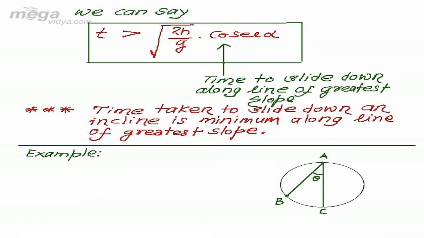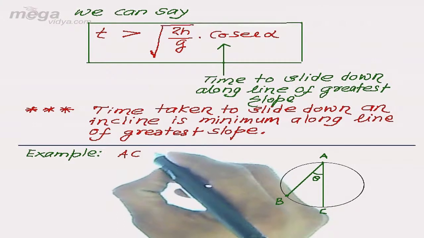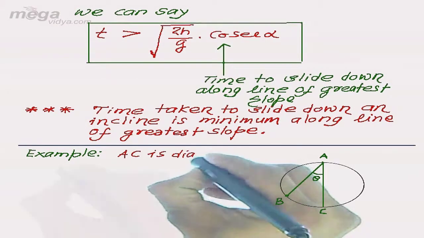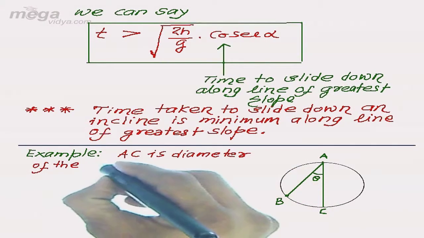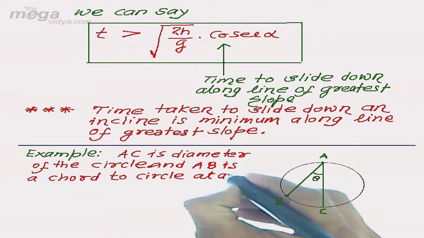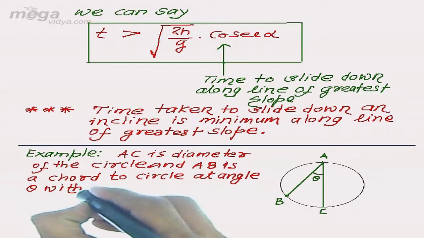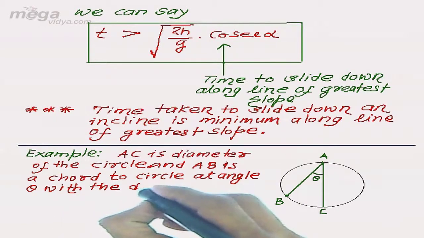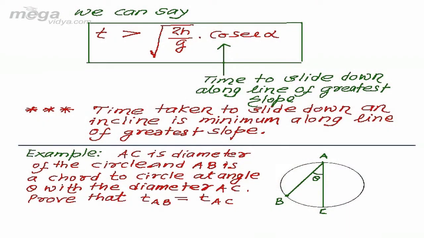What we have been provided is that AC is the diameter of the circle, and AB is a chord to the circle at angle theta with the diameter AC. We have to prove that the time taken to slide from A to B is the same as the time taken to slide from A to C along the diameter.